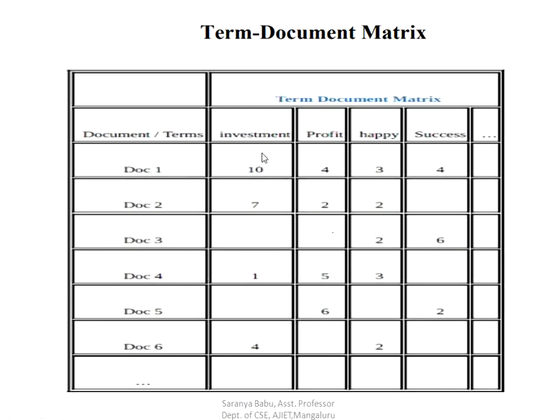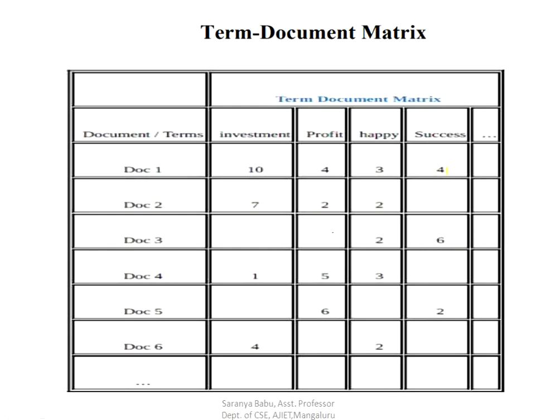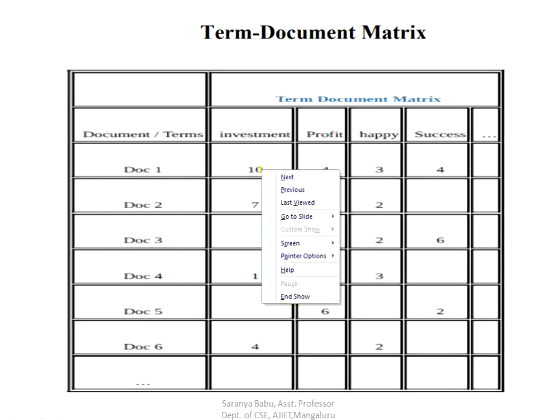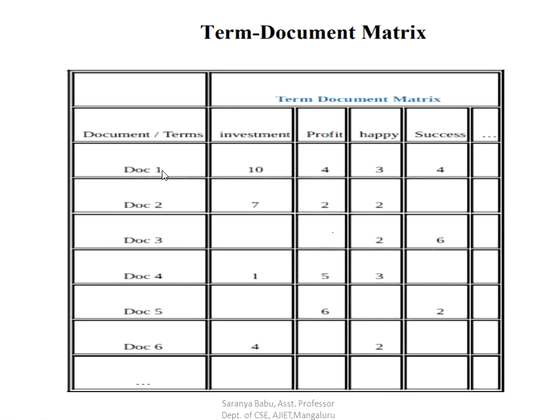Now what we are going to check is how many times investment has occurred in document 1. 10 times. Now how many times has profit occurred in document 1? 4 times. How many times has happy occurred in document 1? 3 times. And success? It is 4 times. So in document 1, investment has occurred 10 times, profit 4 times, the term happy 3 times, and success 4 times.